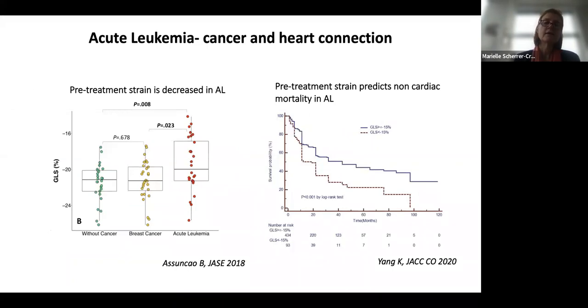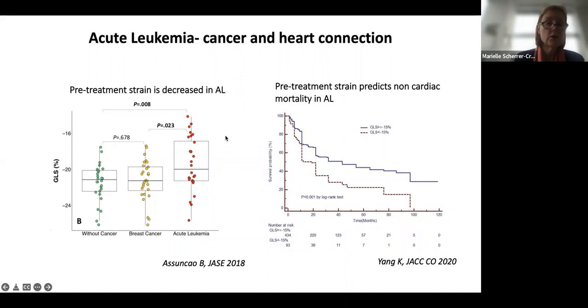And I think that this is of great interest to me, because it sort of emphasizes again the connection between cancer itself and the heart. And that was a paper by Bruna Assunção, who is in Sao Paulo.